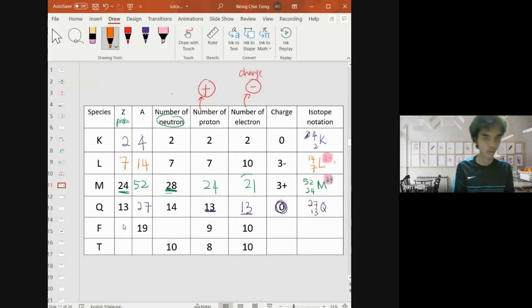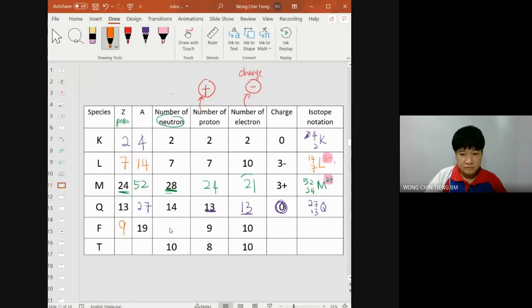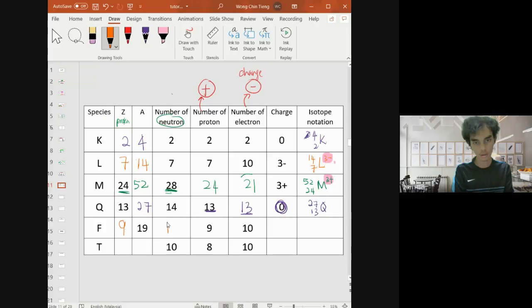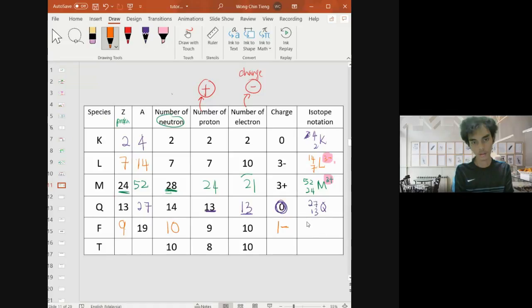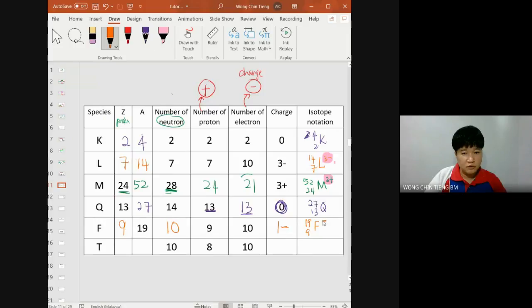Zikri buat ke soalan ni? Buat. 9. Number of neutron? 10. Charge? 1 minus. Guys, 1 minus. Tak boleh hanya letak dash. Mesti kena ada huruf 1. Okay, sambung. 19, 9, F. Charge? 1 minus.